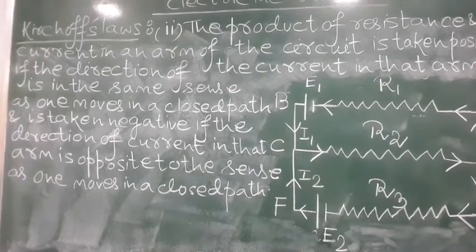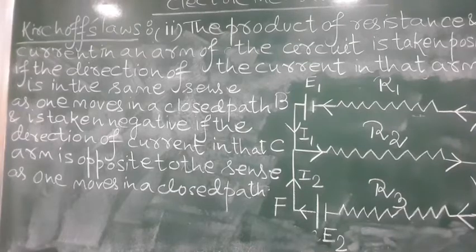So you have to write it down. The product of resistance and current in an arm of the circuit is taken positive if the direction of the current in that arm is in the same sense as one moves in a closed path, and is taken negative if the direction of current in that arm is opposite to the sense as one moves in a closed path.